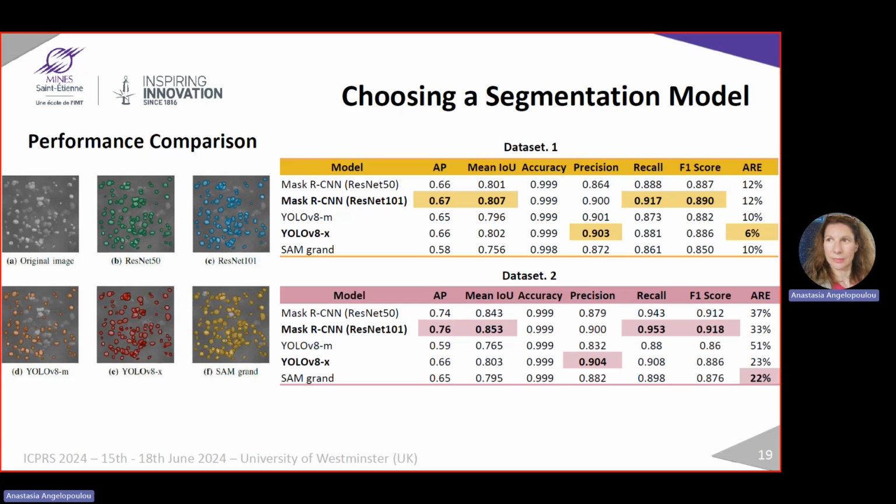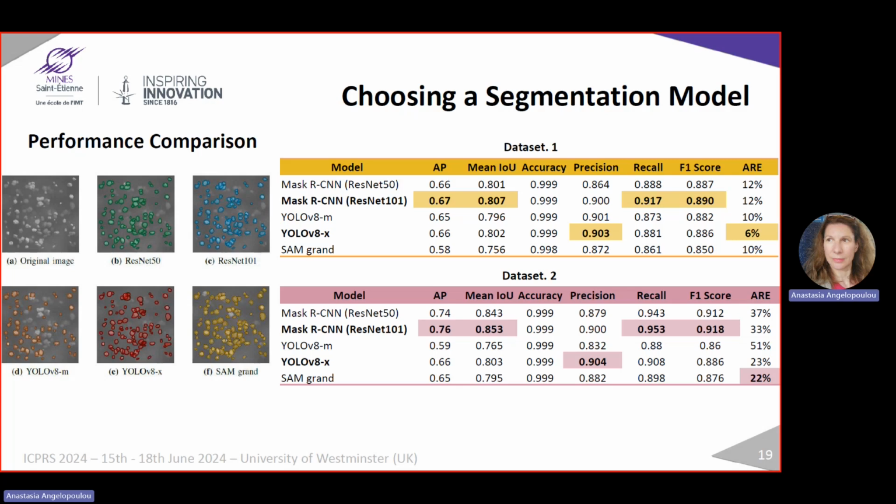So we trained all those models on our training data set. We computed all the common metrics that we usually compute. So we have the average precision, which is computed from the intersection over union. We have the mean intersection over union. These first two columns really tell us if the segmentation masks are actually accurate. So we really need to look at those first two columns.